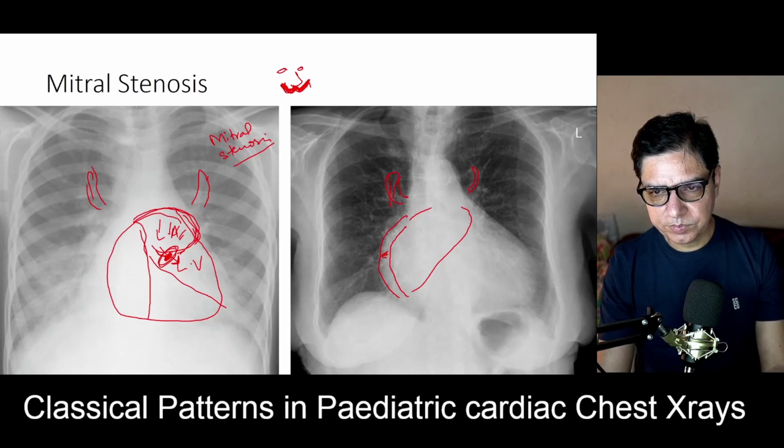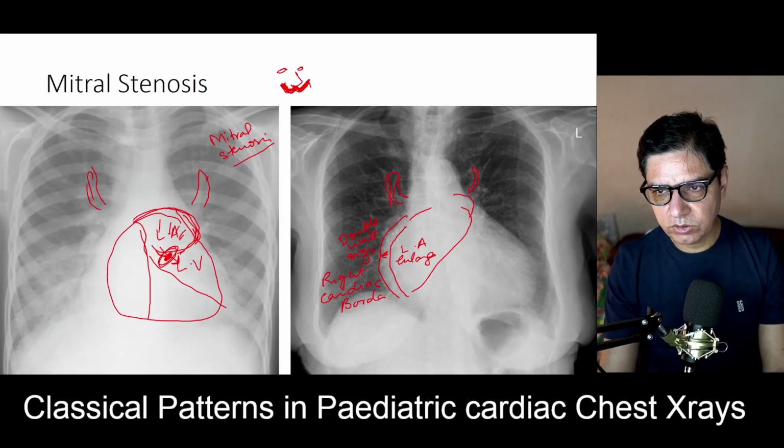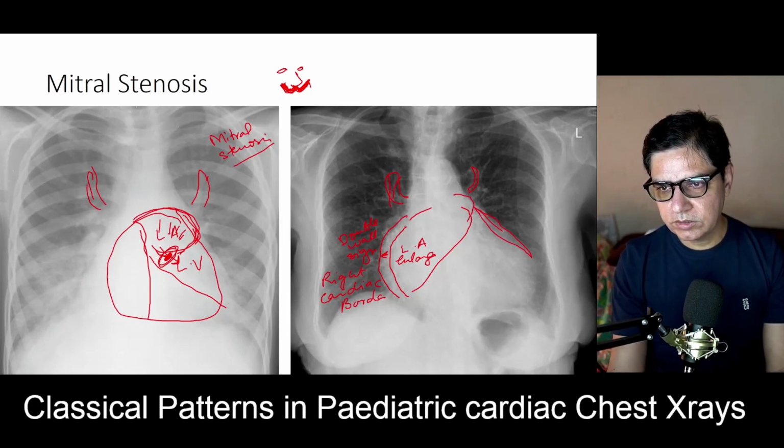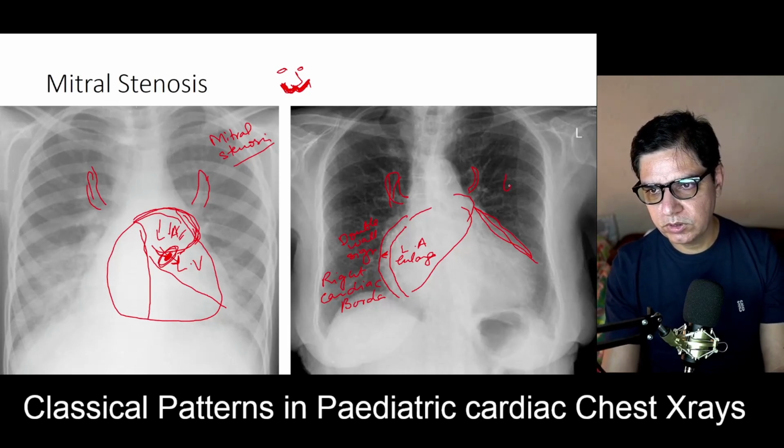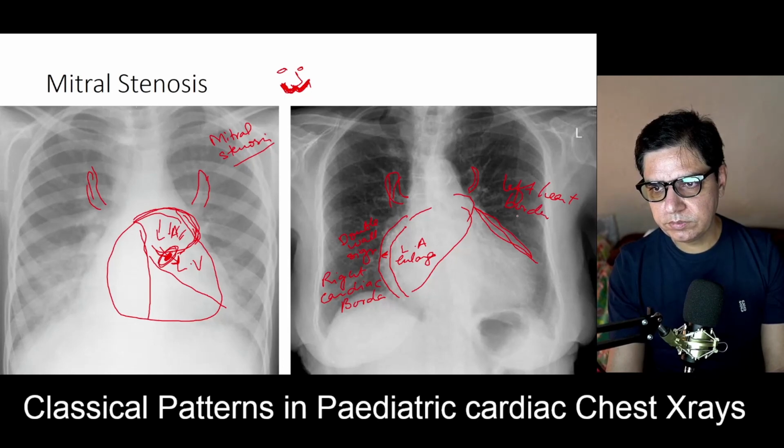So this is known as the double wall sign, and this is always visible at the right cardiac border, and this means that there is left atrial enlargement. And as the left atrium gets enlarged, the left appendage also gets enlarged, so there is straightening of the left heart border. The left heart border gets straight. So the first sign will be the antler sign.